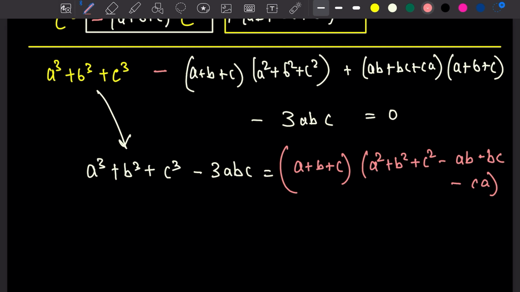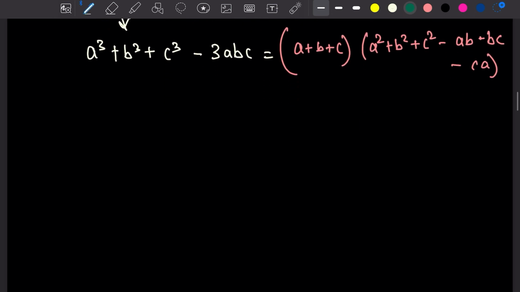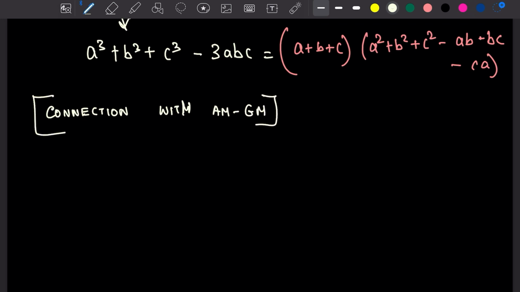Now the question is, how is this connected with the AM-GM inequality with three variables? So here is the connection with AM-GM. If you are new to this channel, maybe you don't know what AM-GM is. I'll tell you what it is.